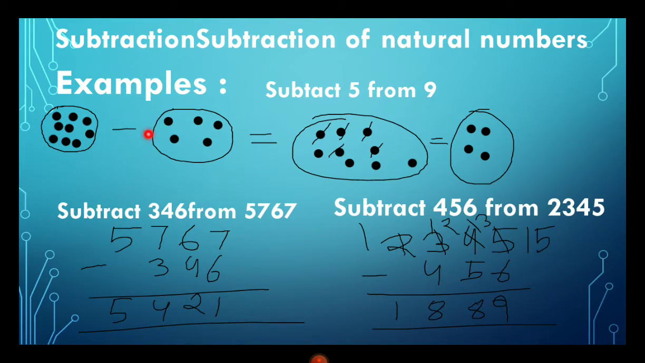Now let's look at subtraction of natural numbers. See this. Subtract 5 from 9. So draw two circles. In the first circle draw 9 dots. In the second circle draw 5 dots. And next draw the 9 dots and cut out 5 dots. Now count the rest of the dots. There are 4 dots. So 9 minus 5 is equal to 4.